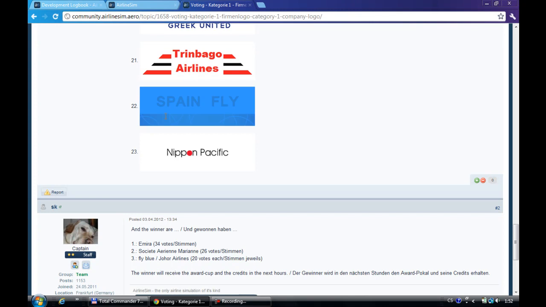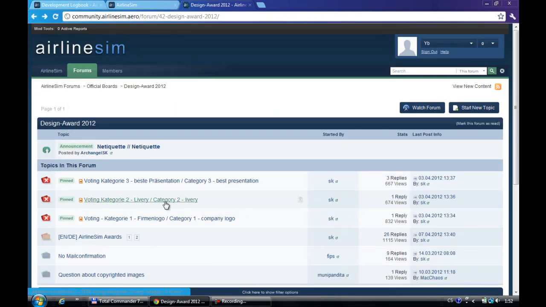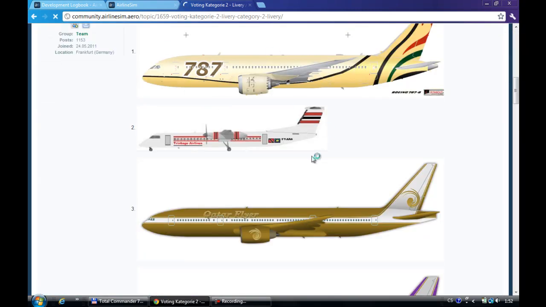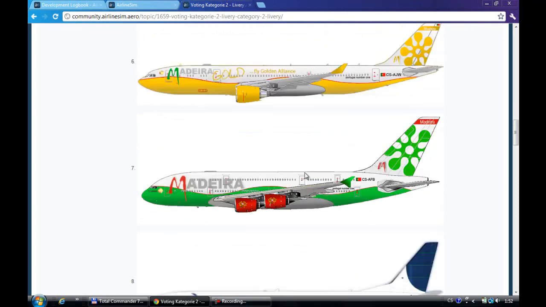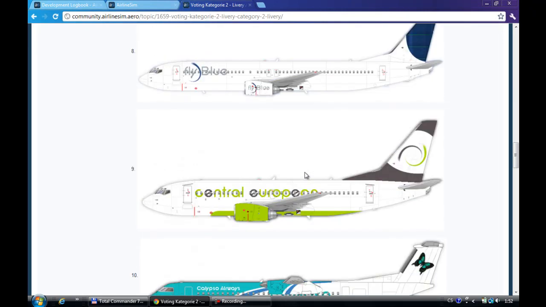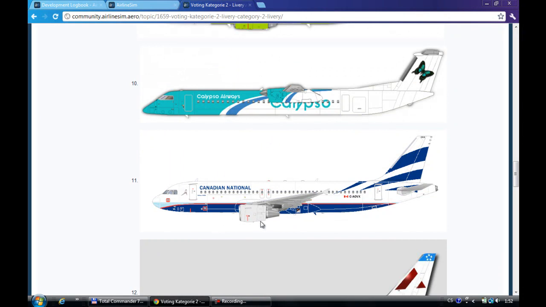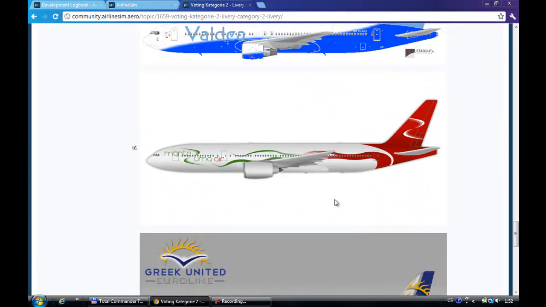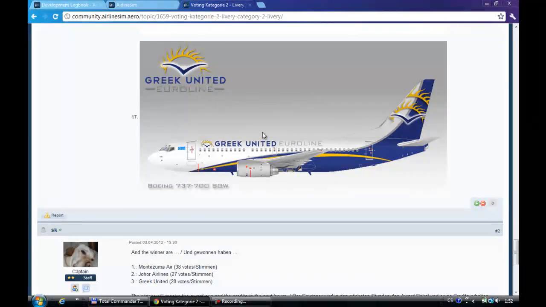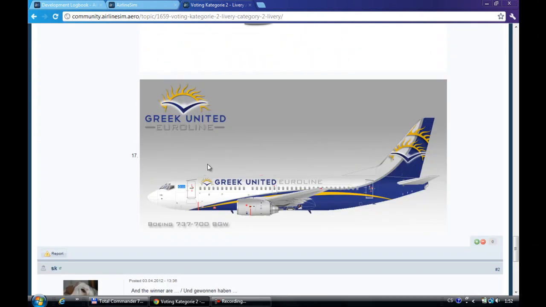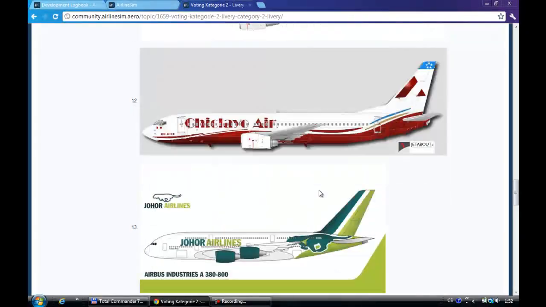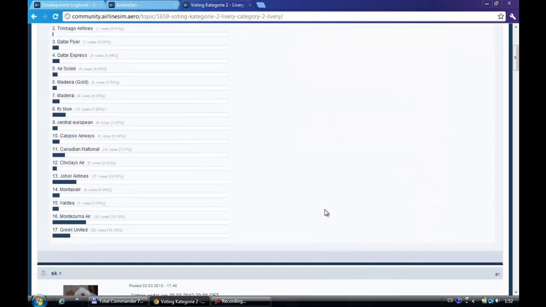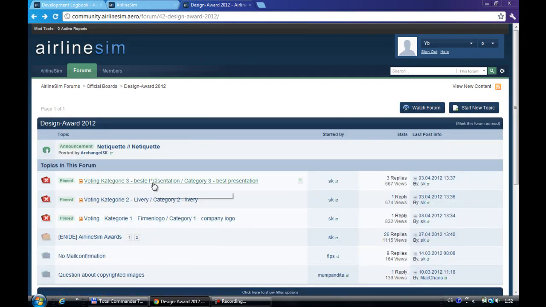Like Spain Fly, another logo I really like. You can see some of the liveries here as well. People design their own aircraft liveries. Yeah, these are all really good. I really like this one, and even this one is really perfect as well. Greek United. You don't have to be a professional. Some of these are really simple. Everyone can make them, and it just makes the airline more personal.